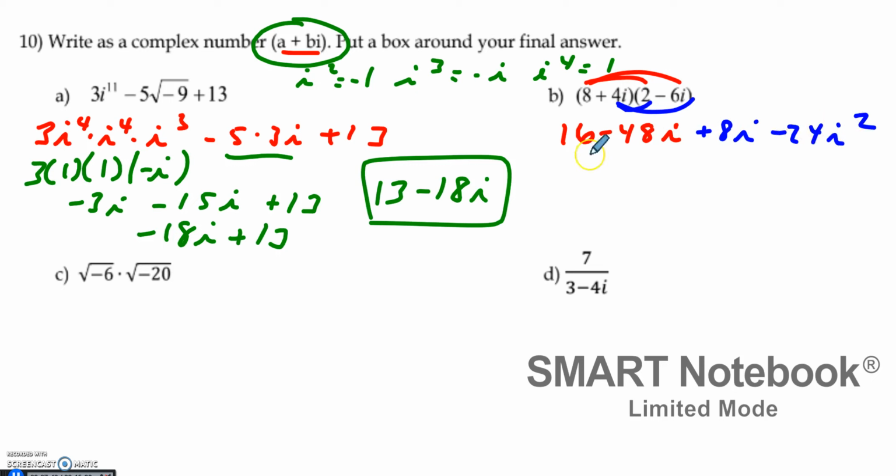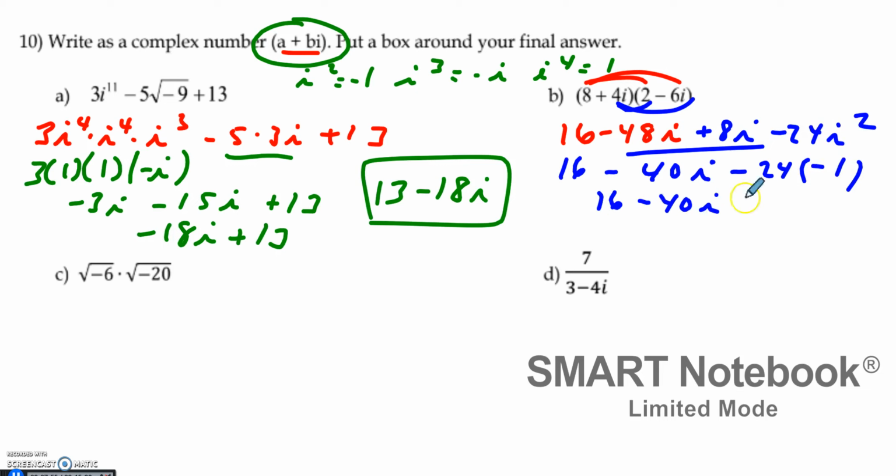If simplified and combined like terms, we have 16. These are like terms, and that would be minus 40i, minus 24 times i squared, which is really negative 1. This becomes 16 minus 40i plus 24, because of the double negative. So my final answer in a plus bi form, if I combine like terms, is going to be 40 minus 40i, because I combine these two together.